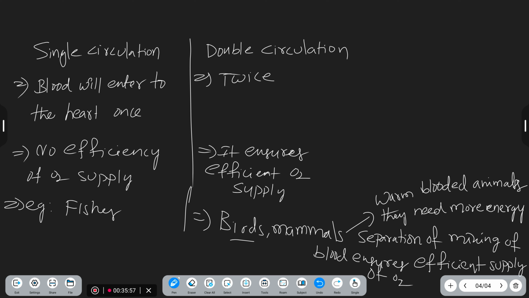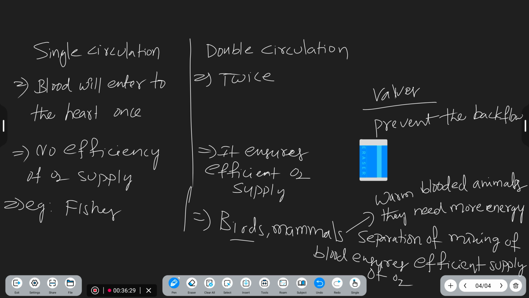Understood? And what is the function of valves? We discussed the valves that are present. How many valves are present? The bicuspid valve, tricuspid valve, pulmonary valve, systemic valve, aortic valve. So what is the function of valves? They prevent the backflow of blood.